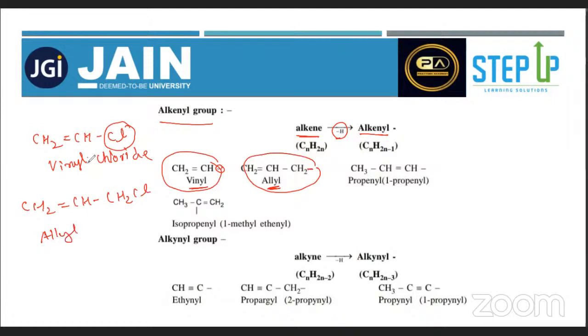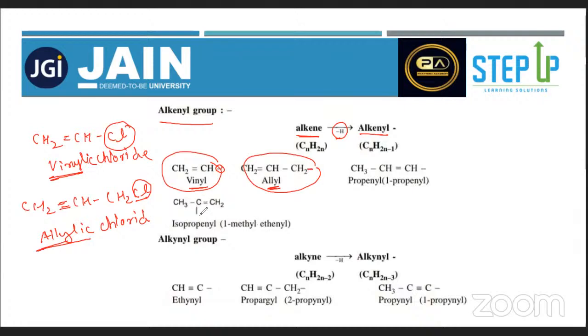Why this will be known as vinylic and this will be known as allylic chloride? So now vinylic, allylic, why? Because in allylic this substituent chloride is attached to the adjacent carbon, not directly to the doubly bonded carbon. So when it is directly on the doubly bonded carbon, it is known as vinylic. If it is on the adjacent carbon, that is allylic.